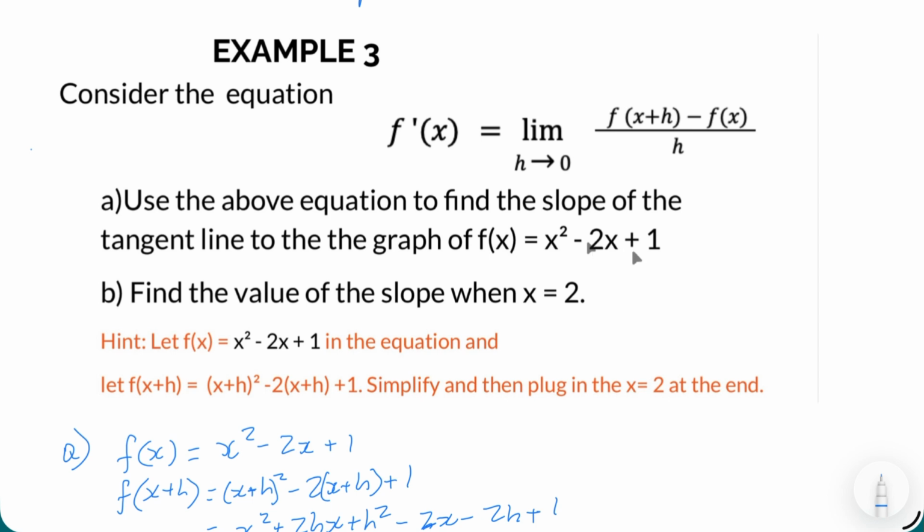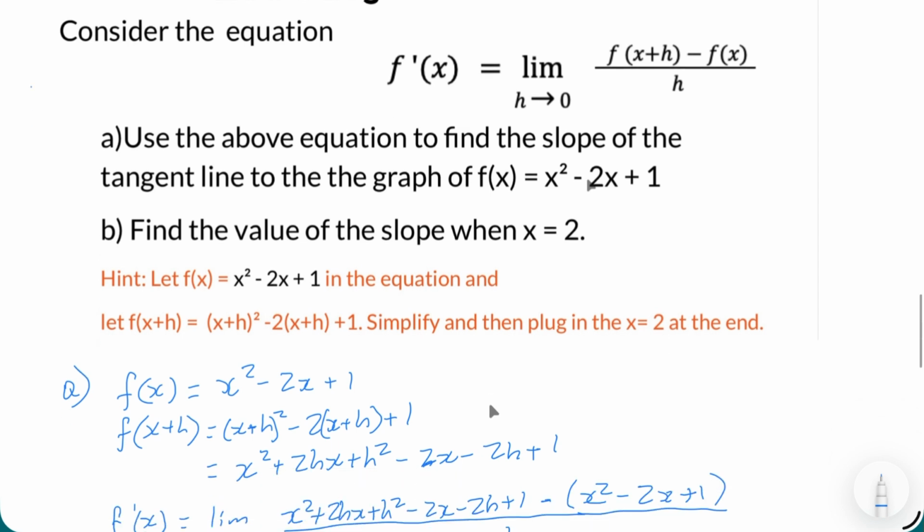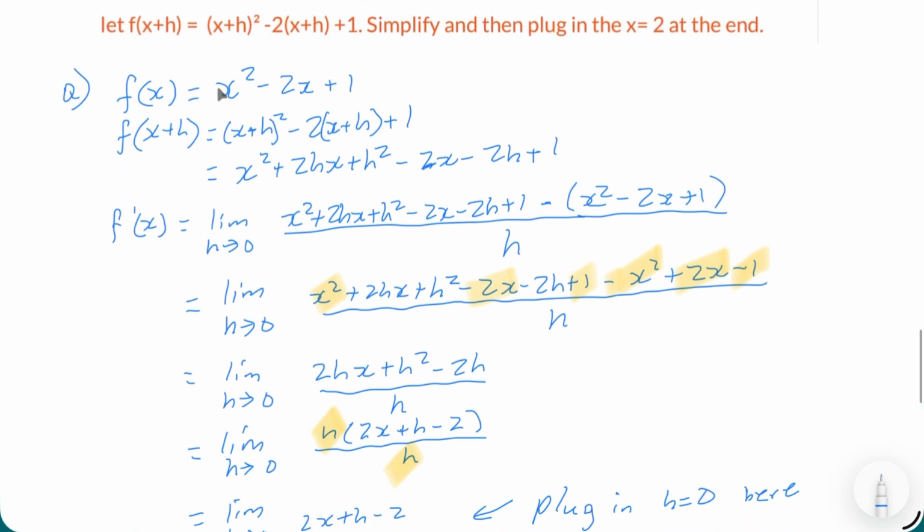So then your f of x is equal to x squared minus 2x plus 1. And so for f of x plus h, wherever you see x in the original, you replace with x plus h. So it's going to be x plus h squared minus 2 times x plus h plus 1. So let's do it. f of x is equal to x squared minus 2x plus 1. f of x plus h will be x plus h squared minus 2 times x plus h plus 1, because we're replacing the x's with x plus h.